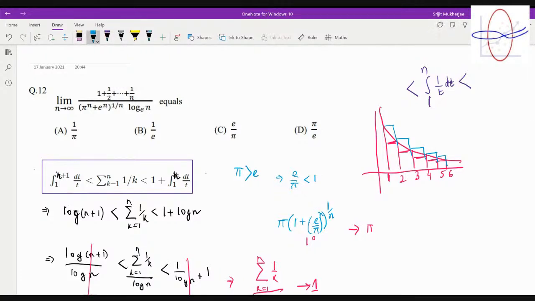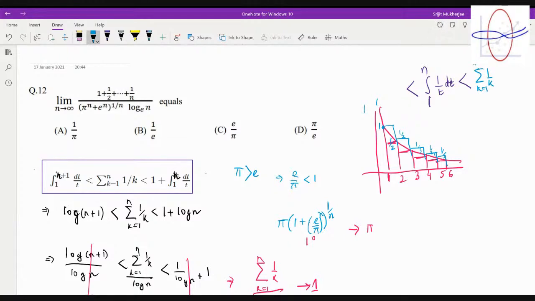This is the graph of the 1 by x curve, right? So this height is the same as 1, this height is the same as 1 by 2. The width is 1 and the height is 1, so this area is 1. I think this is not to scale, but yes, this area is 1, this area is half, this area is 1/3, this area is 1/4, this area is 1/5, up to 6. Its summation is k from 1 to n minus 1 of 1 by k.